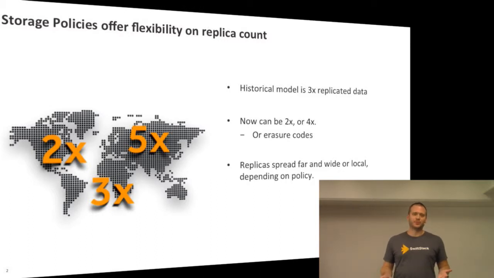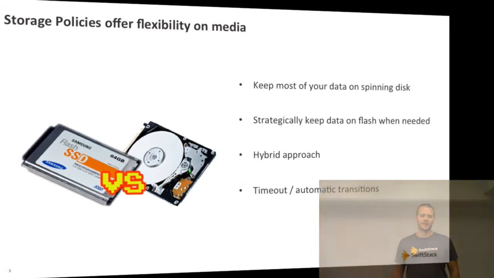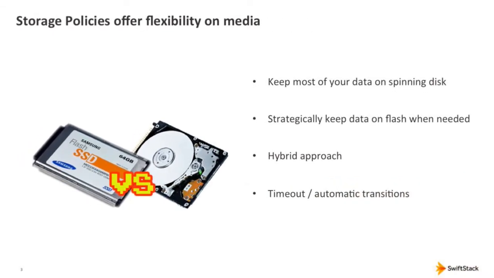Swift, again, will always spread the replicas as far and as wide as you allow it. So when you define where these policies can be in the system, Swift will put those as far apart as they can be, and with the 4x replicas, that could be across the continents or locally within the same data center. Storage policies also allow you to have flexibility on media.